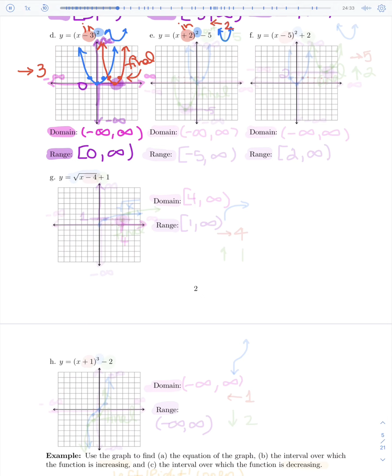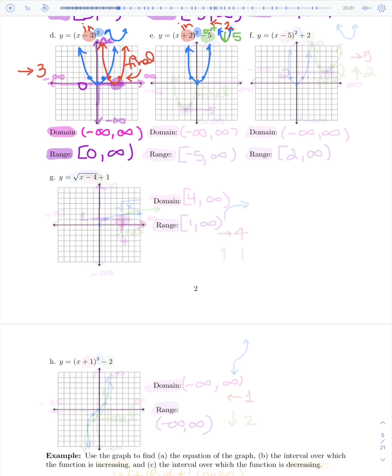And then we also have, let's see, a -5. Because that's on the outside, that's going to shift us down 5 because it's negative. So we've got our U shape. Our normal U shape is at 0, 0, 1, 1, and -1, 1. And it normally looks something like this.